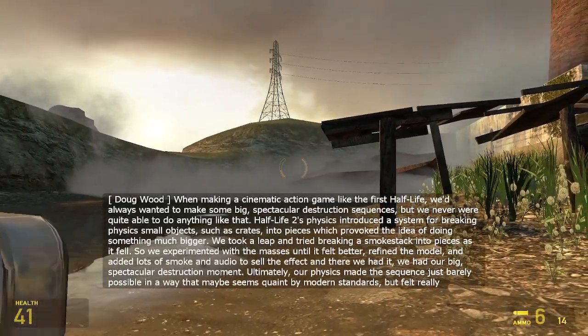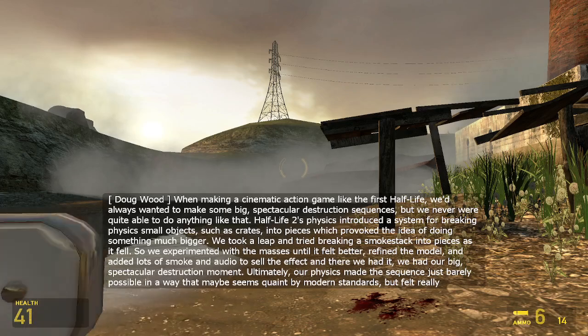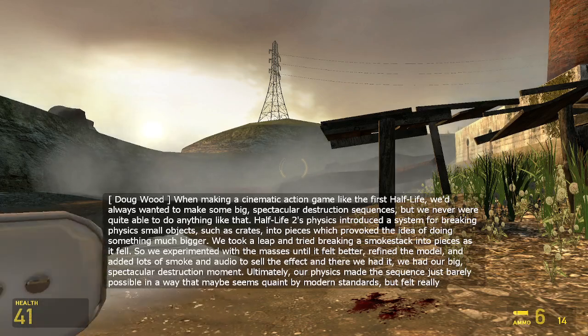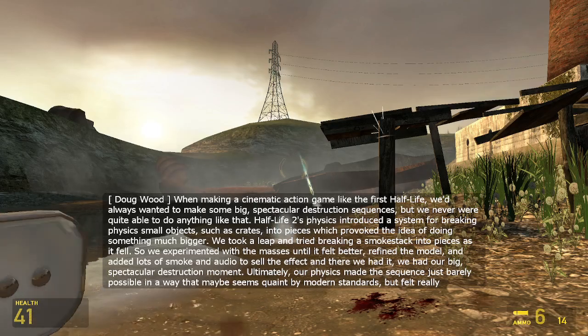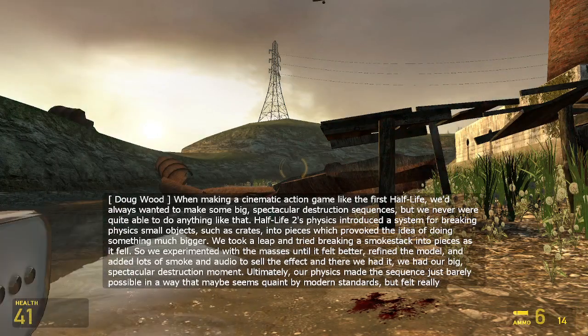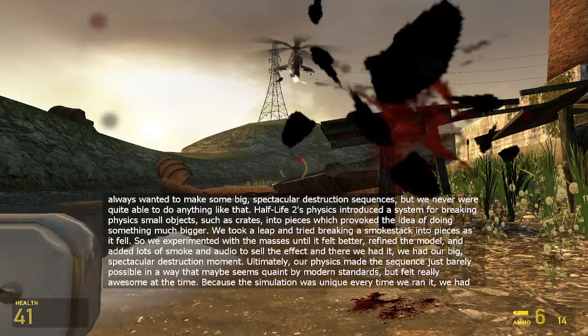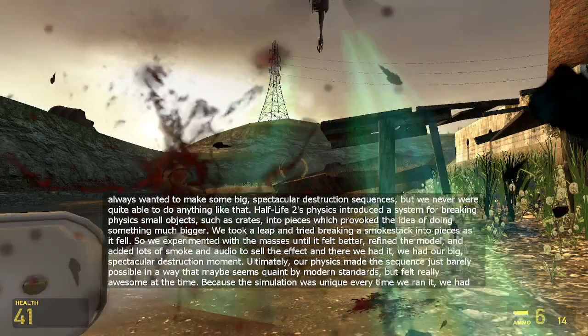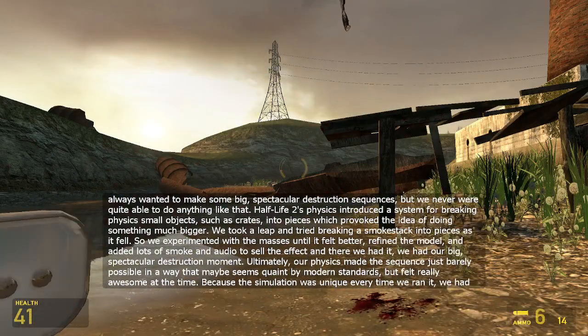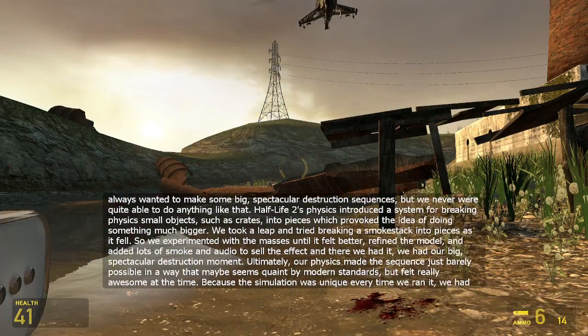Collapse. When making a cinematic action game like the first Half-Life, we'd always wanted to make some big, spectacular destruction sequence, but we were never quite able to do anything like that. Half-Life 2's physics introduced a system for breaking small physics objects, such as crates, into pieces, which provoked the idea of doing something much bigger.